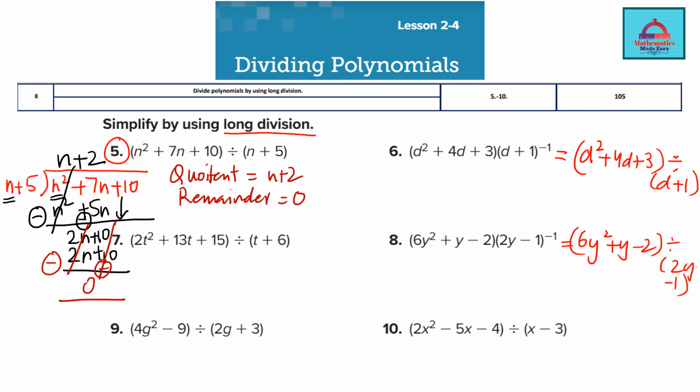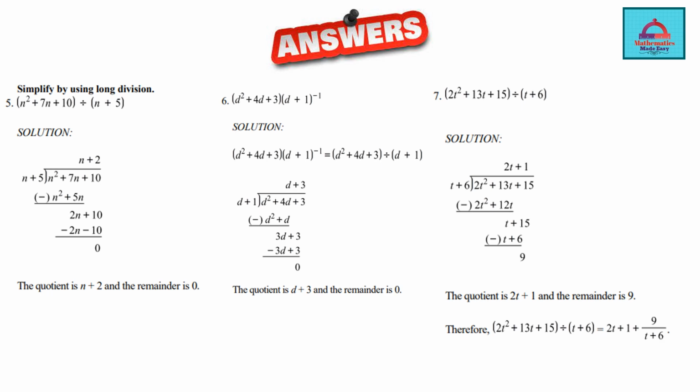Now let's do the remaining questions. For this one, question number 6, d square plus 4d plus 3 will be inside, d plus 1 will be outside. What should be multiplied with d to get d square? That's another d. So you multiply with d and write d square plus d. Now you subtract, so d square cancels. 4d minus d is 3d and this 3 comes down. So what should be multiplied with d to get 3d? That's another 3, so plus 3, and you subtract 3d with 3d, that cancels and your remainder is again 0. Similarly, you can solve the remaining questions.